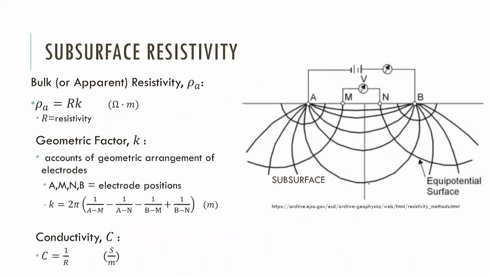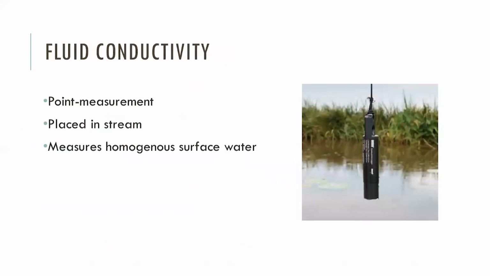After we calculate the apparent resistivity, we then invert it to conductivity to better see that electrochemical change in the subsurface. We also took fluid conductivity measurements, which is that inaccurate point measurement that we talked about. We placed them into the stream to measure the homogeneous surface water, and by homogeneous, I mean it's all the same material, just water. This is in comparison to the apparent resistivity, which measures the heterogeneous subsurface, such as soil, rocks, and groundwater.